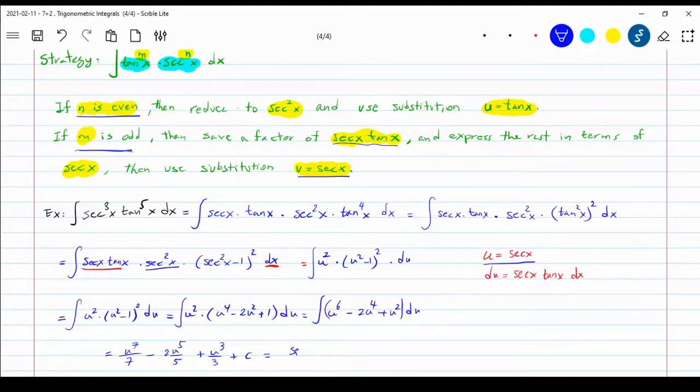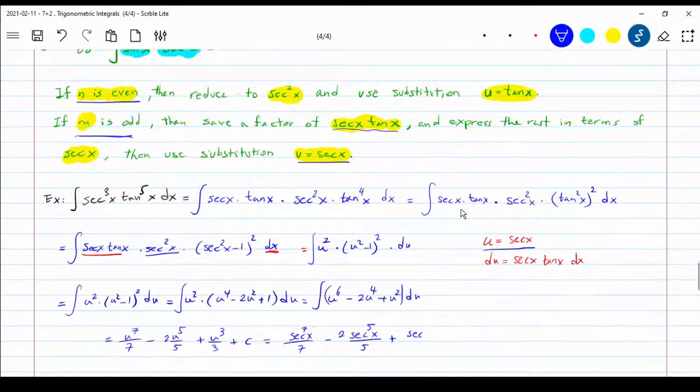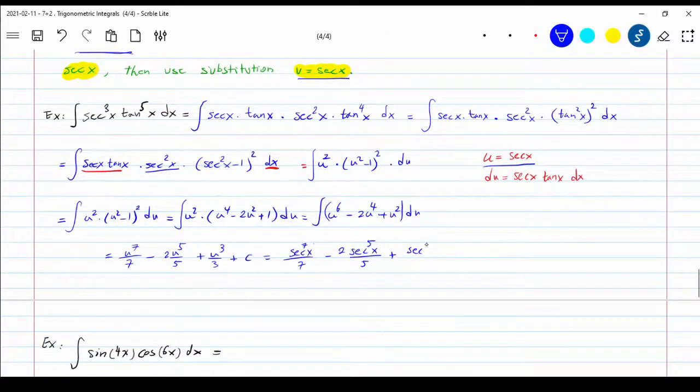So you would get secant to the 7th power of x divided by 7, minus 2 secant to the 5th power of x divided by 5, plus secant to the 3rd power of x divided by 3, plus some constant c. And this is the result of our integration.